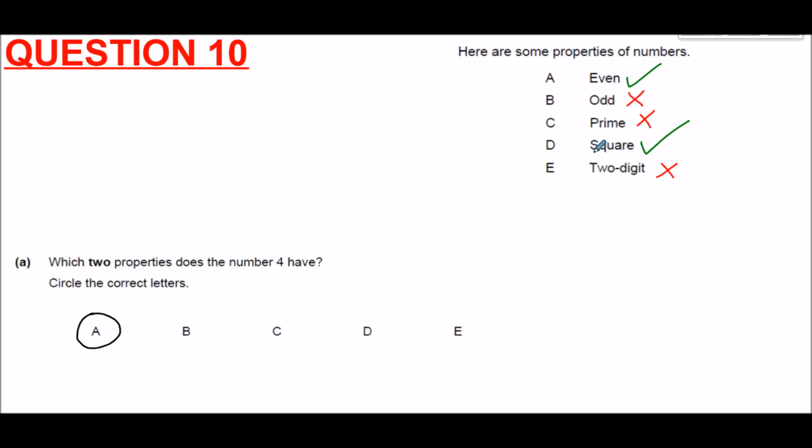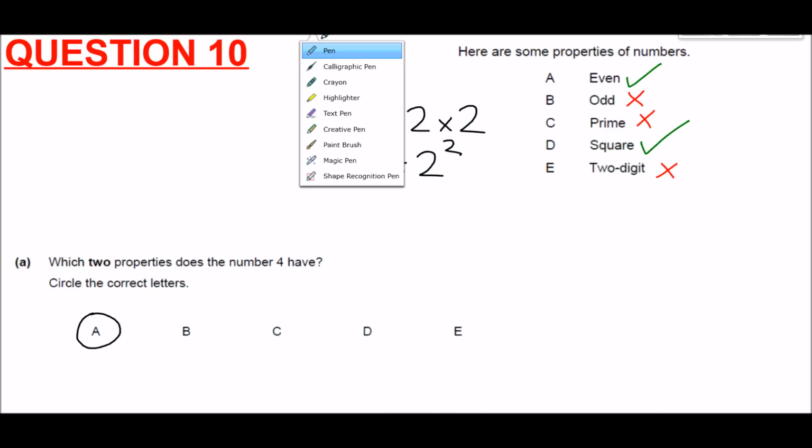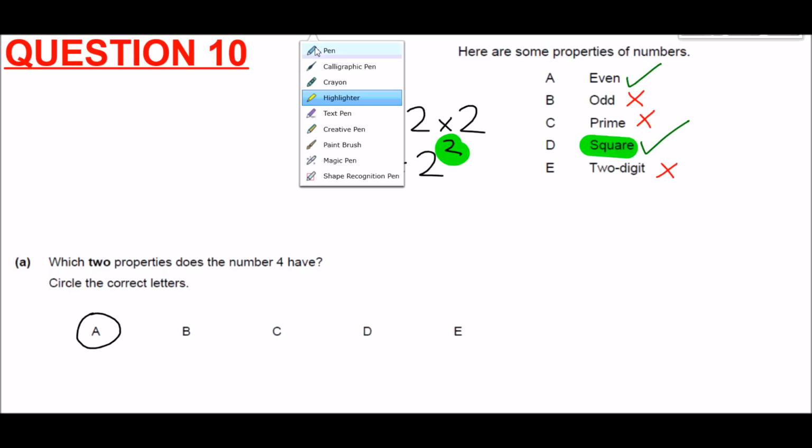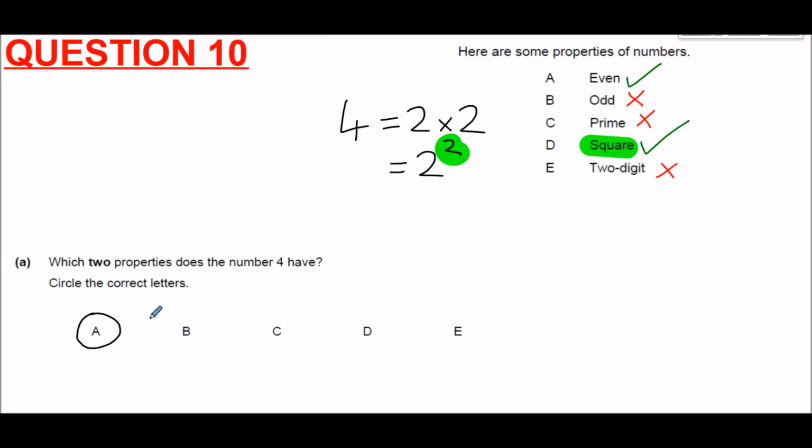Process of elimination or not though, we should know that 4 is a square number, because 4 equals 2 times 2, which is 2 squared. And so it is a square number because it's 2 squared. It's a second square number. And so we circle A for even and D for square. That's the two we need to circle.